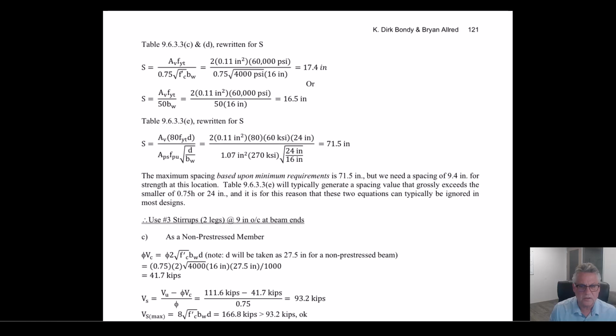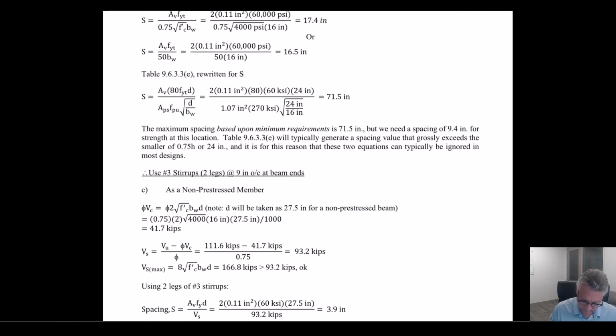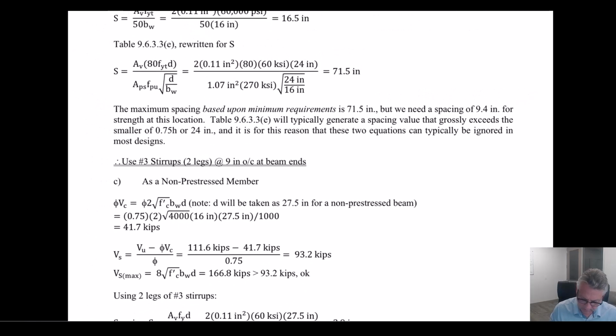In this particular case, 71.5 is a much larger maximum spacing than the 22.5 that we already had. So it was a waste of time to do this calculation, and it is always a waste of time to do these calculations. So we're not going to do them in this class. We're just going to ignore these equations. And I dare you to find any time that those equations actually control. You can just take my word for it.